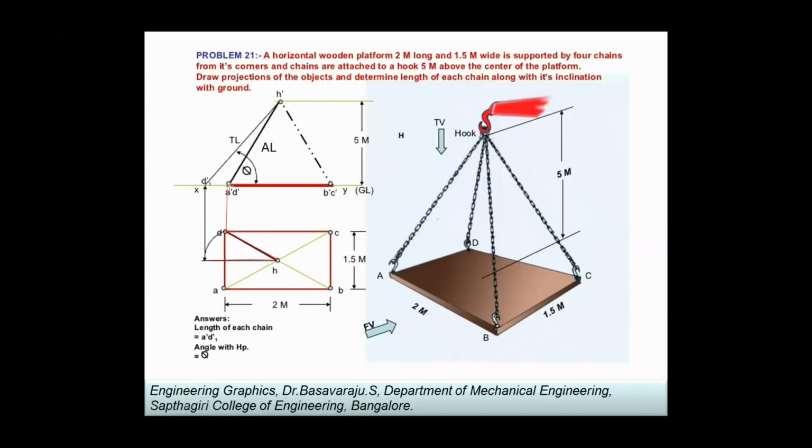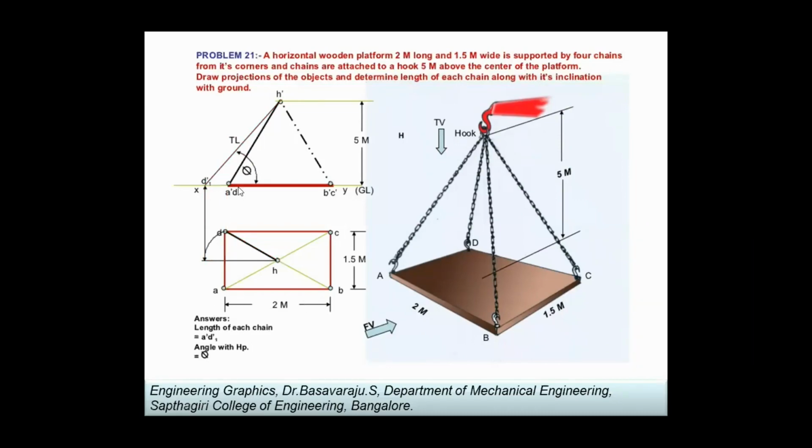Now this inclined line has been made parallel to VP. Then I have to project it to the vertical plane and join it to the vertex. Then I'll get the true length, this is the true length that I have got of that particular chain. If I measure this true length, A dash and D1 dash, you can easily identify that it is the length of the chain that I need for this particular application, for the height of 5 meter.